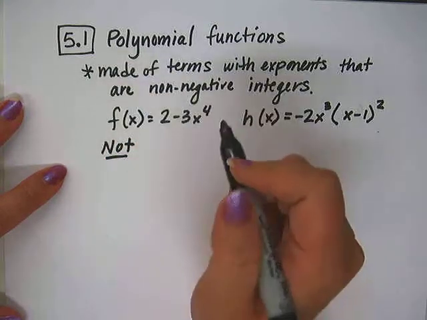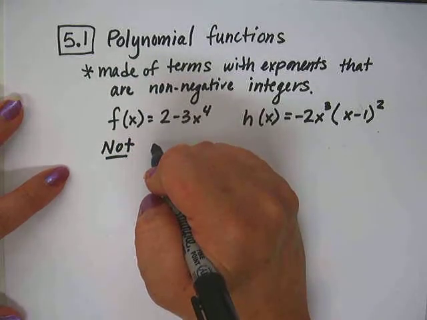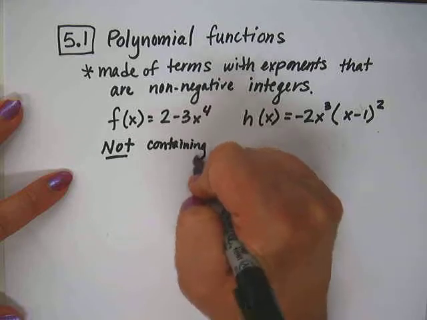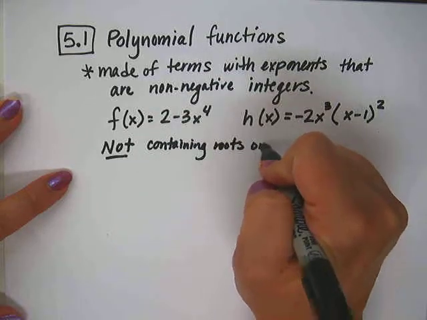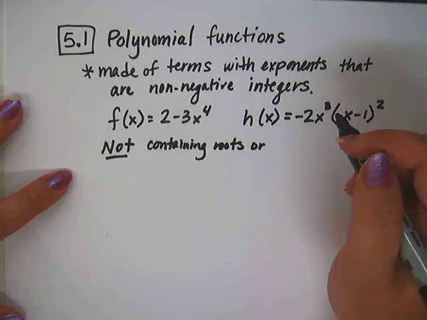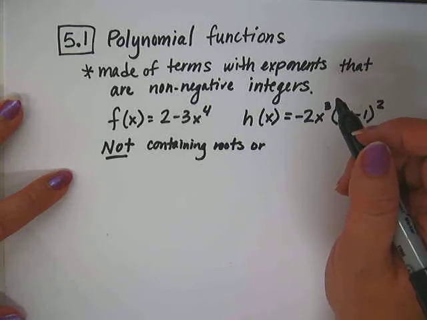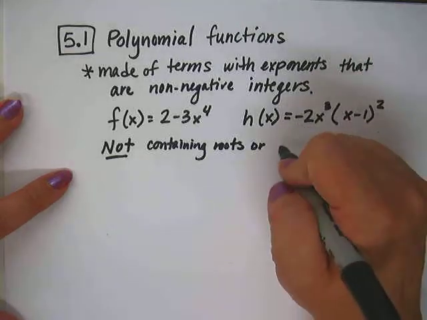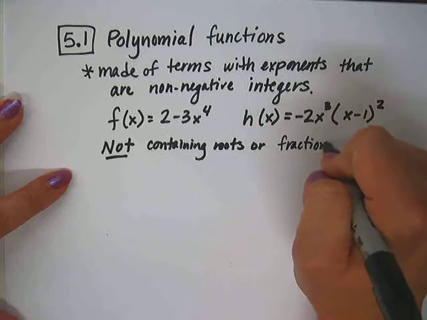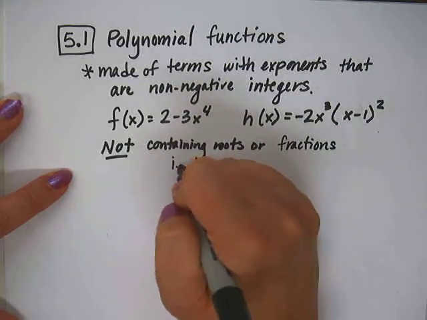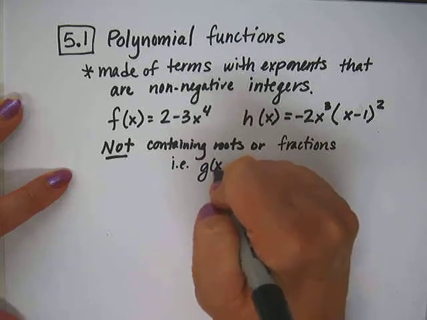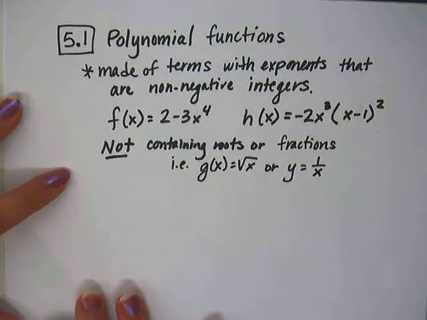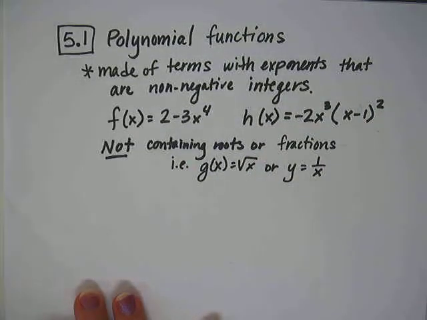So in other words, polynomial functions are not functions that contain square roots or fractions. And I guess I better be careful when I say fractions. That means the coefficients can be fractions, but you wouldn't have a fraction with x stuff in the denominator. Okay? So, for example, such as g of x equals the square root of x, or y equals 1 over x. Those are not polynomial functions.